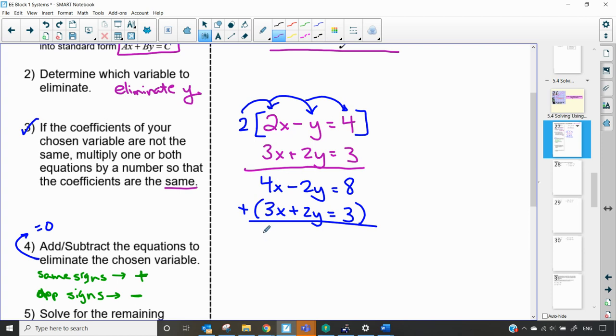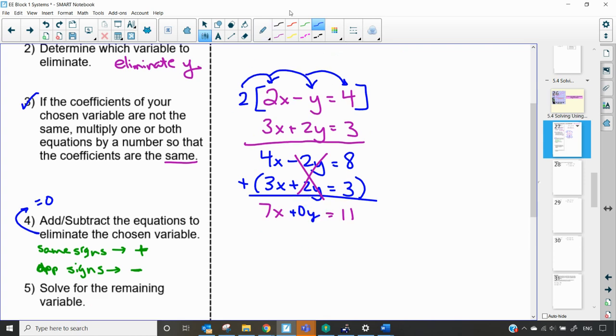So 4 plus 3 is 7, so you've got 7x. Negative 2y and positive 2y eliminates. It becomes 0y. And then 8 plus 3 equals 11. If you want to put the plus 0y in there, you certainly can, but it doesn't change anything in my equation. So I've got 7x equals 11. I can divide both sides by 7, and x will be 11 over 7.